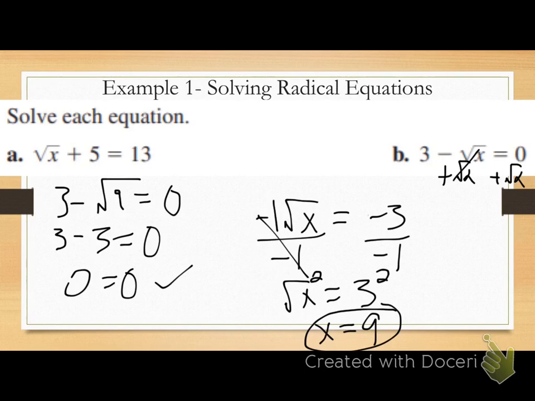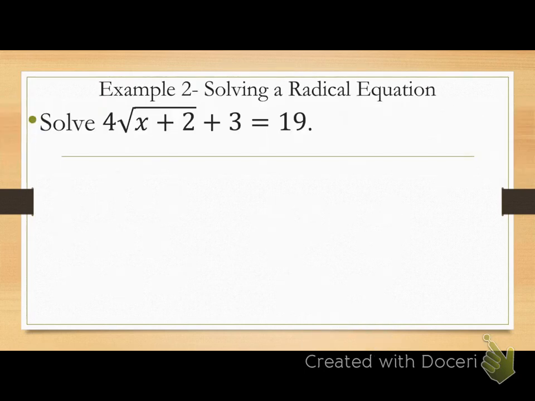All right. Example 2. Solve 4 times the square root of x plus 2, plus 3 equals 19. Is my square root by itself? No. Remember, we want to get our square root isolated by itself on one side of the equation first. So it's almost as if this square root is like a variable.